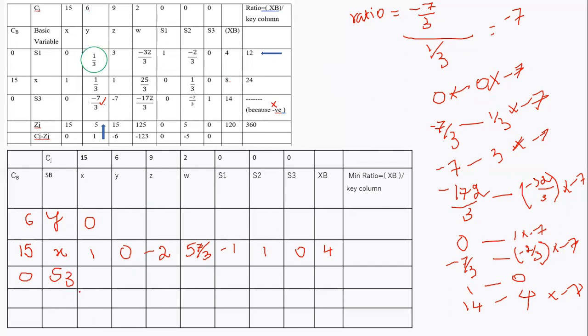So I am talking about this, right? So here we'll be having 0. And then minus minus will become plus. So minus 7 by 3 plus 7 by 3. So therefore, this also will be equal to 0.